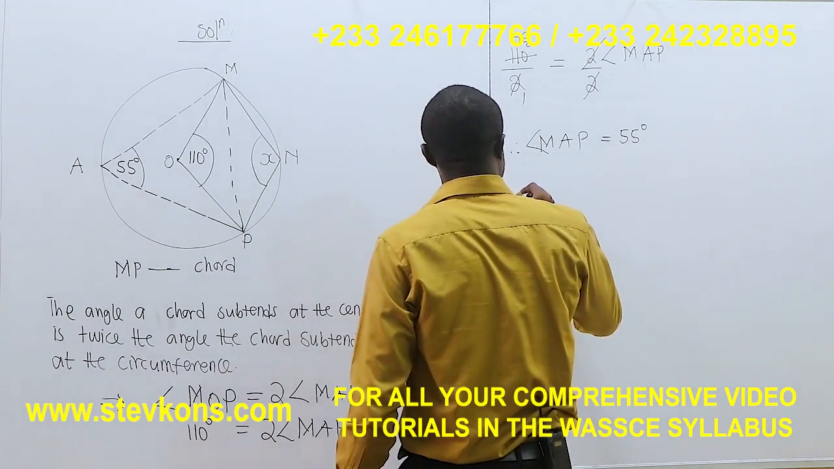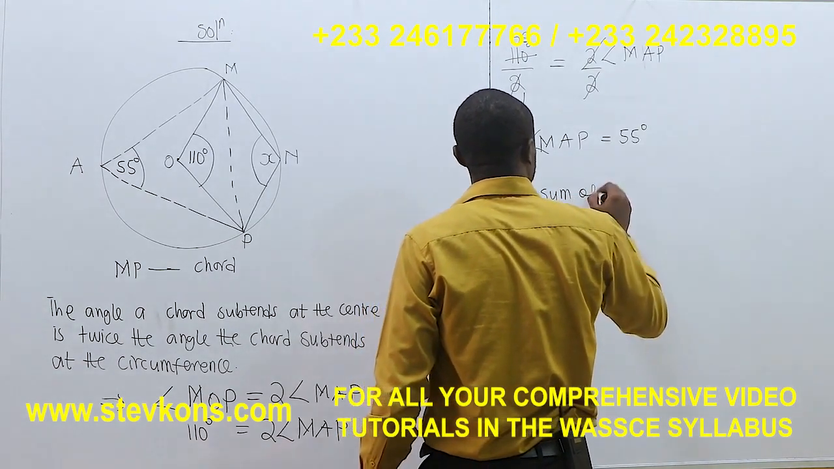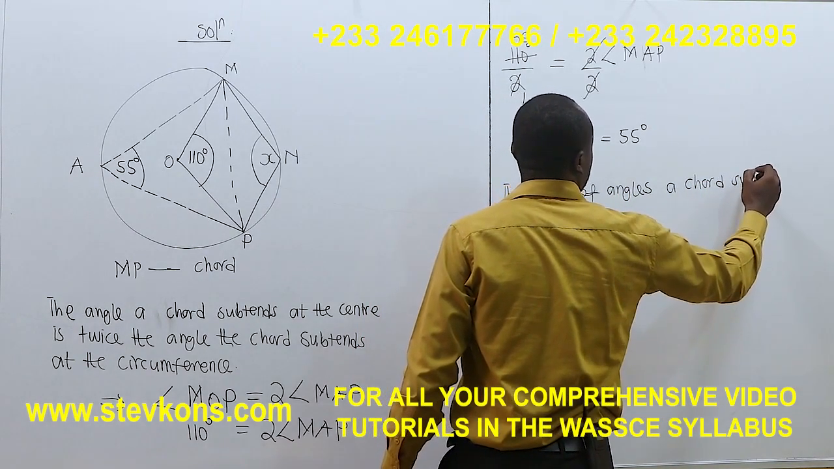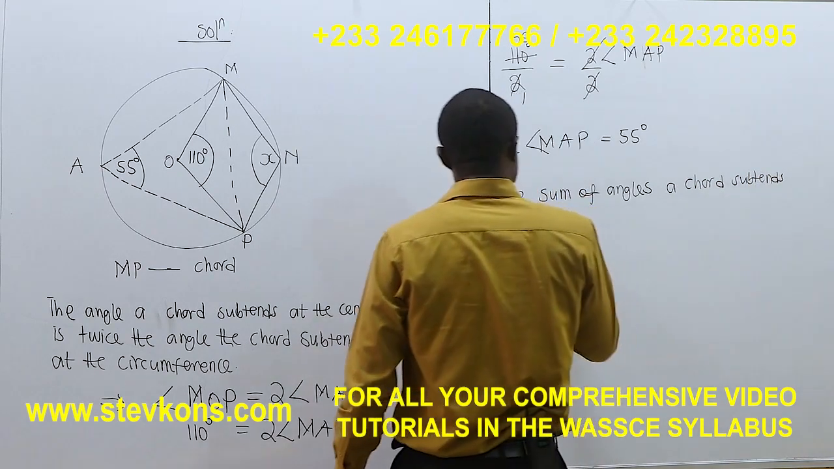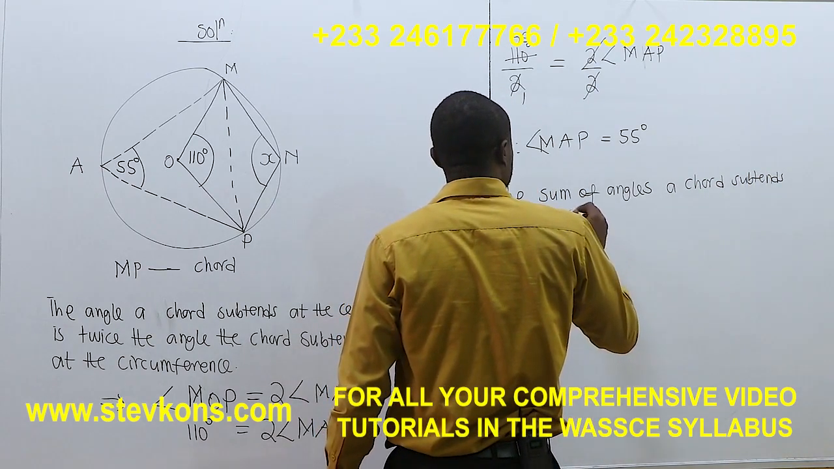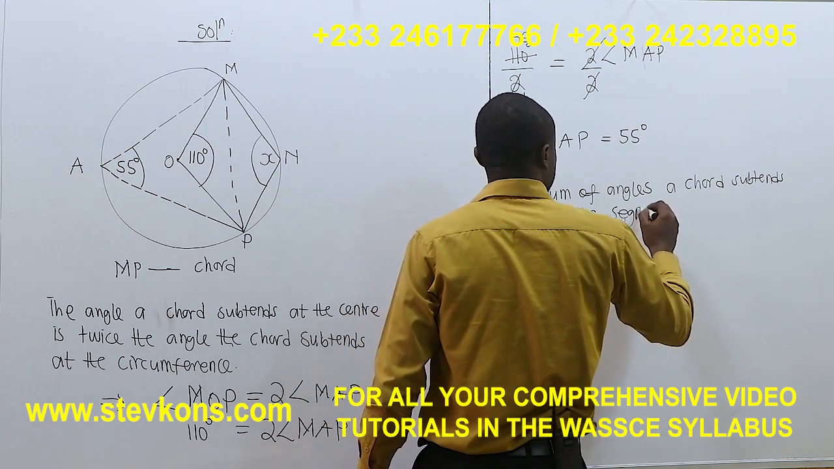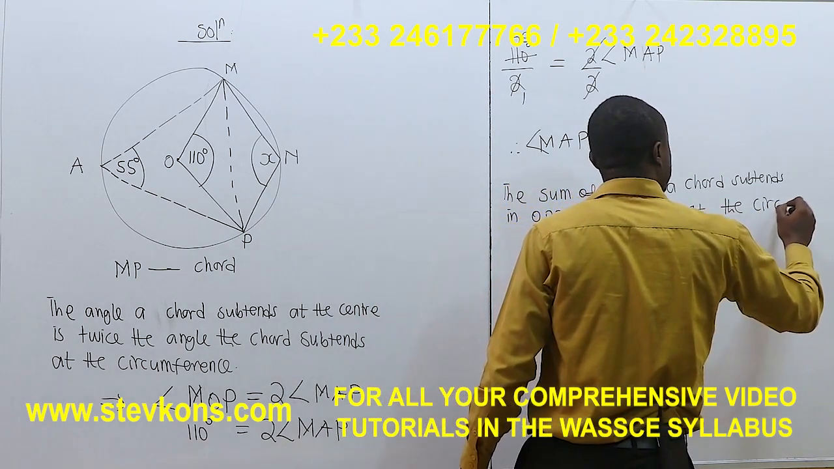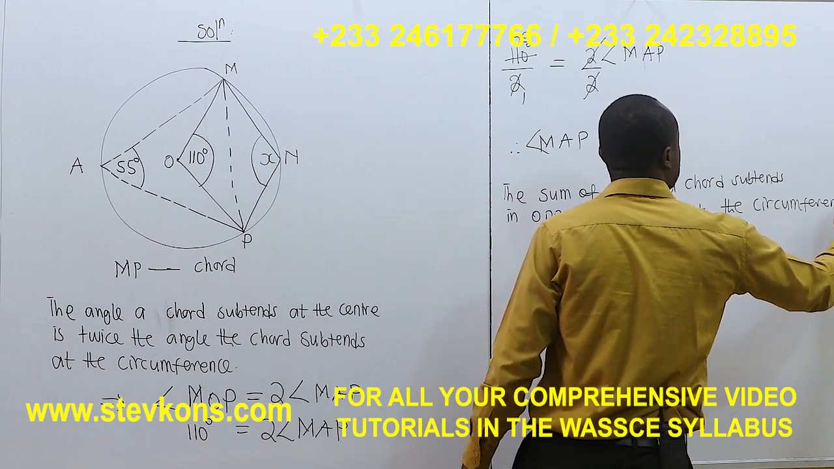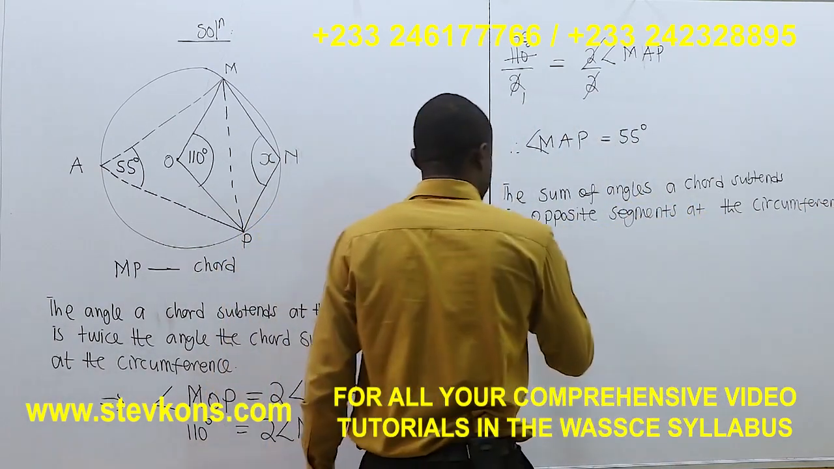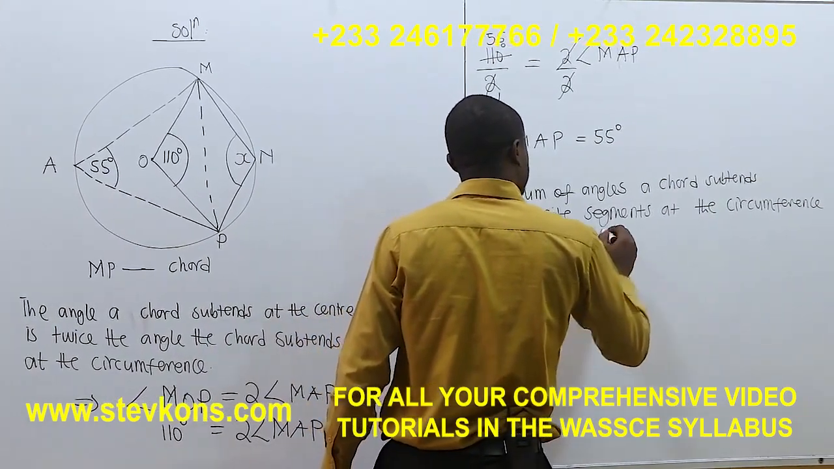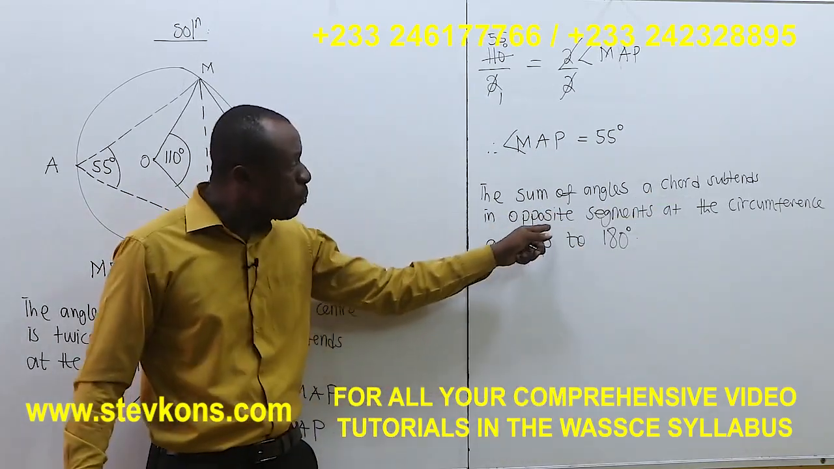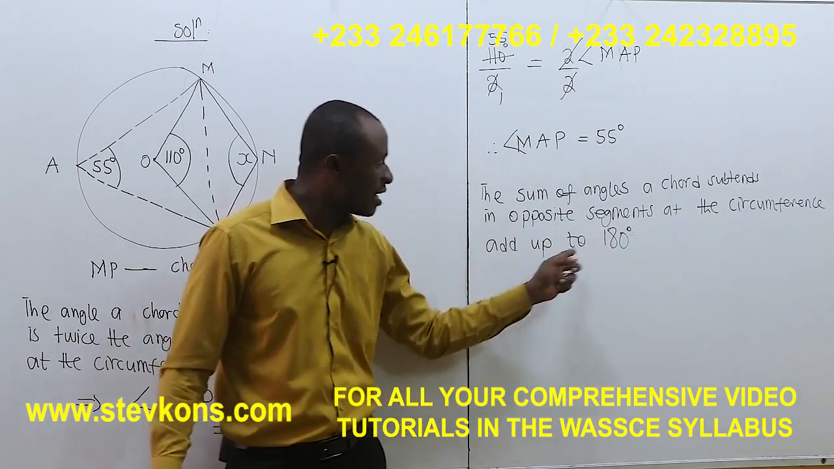How can we put it? We can say that the sum of angles a chord subtends in opposite segments at the circumference. Very important, at the circumference. Add up to 180 degrees. So the sum of angles a chord spans in opposite segments at the circumference add up to 180.